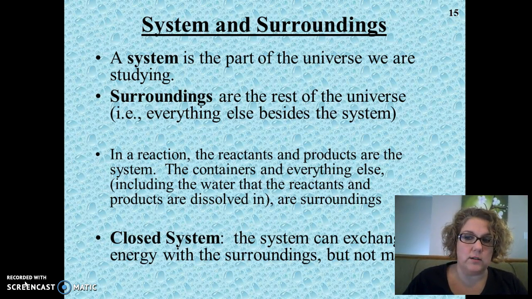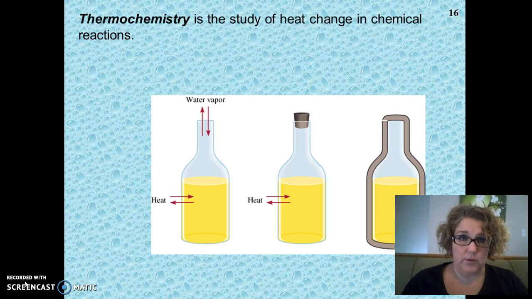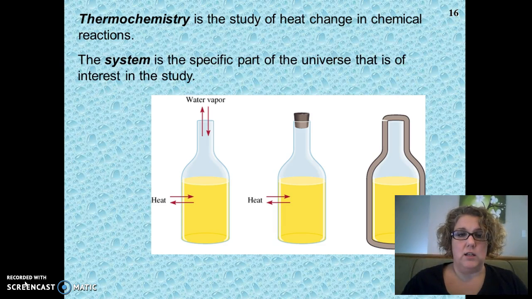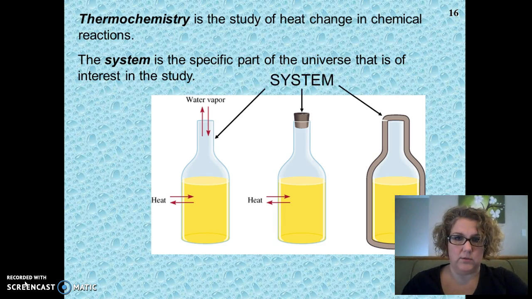So a closed system can allow energy, usually in the form of heat, to be gained and lost out of the closed system into the surroundings, but matter won't be exchanged with the surroundings. Thermochem is simply the study of heat change in chemical reactions. So we need to identify our system, the specific part that we're interested in, and the surroundings, which is everything else.